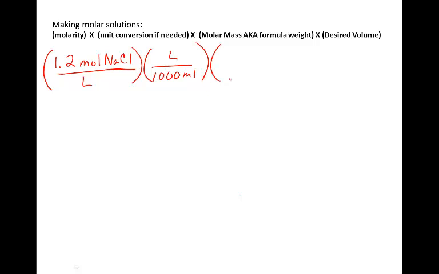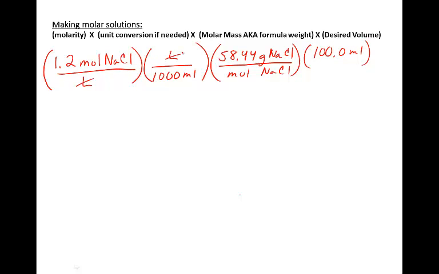Okay, and finally, next we have our molar mass, which is 58.44 grams of sodium chloride per mole of sodium chloride. And then we need our desired volume. 100 milliliters is what we're trying to make. So liters cancel out, milliliters cancel out, moles of sodium chloride cancel out, and all that we are making is grams of sodium chloride, which is the amount of powder of sodium chloride we were going to weigh out.